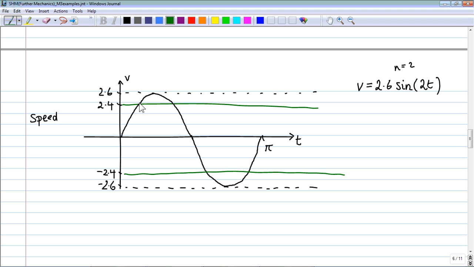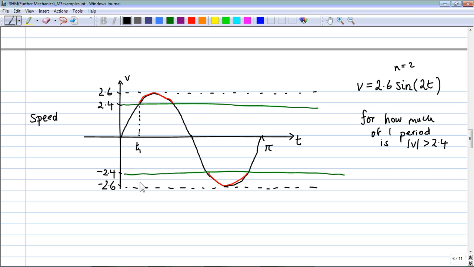So looking at this picture, we're asking ourselves for what period of time, maybe I can even write this: for how much of one period is the modulus of v, the speed, greater than 2.4? So we're interested, therefore, in maybe using another color, in this part of the graph and this part of the graph. How much of the time occurs there? So we need to link it back to time, don't we?